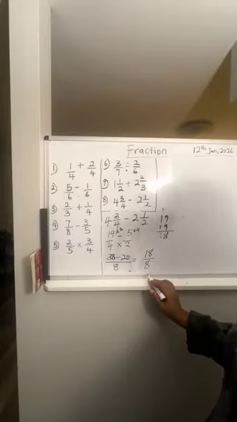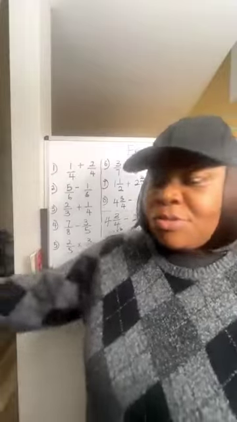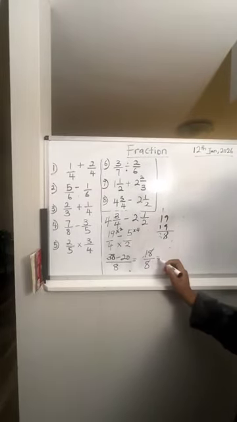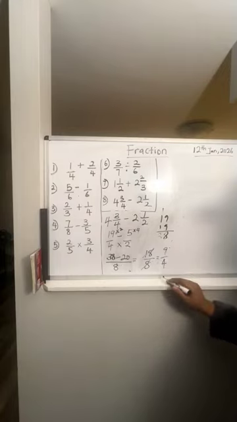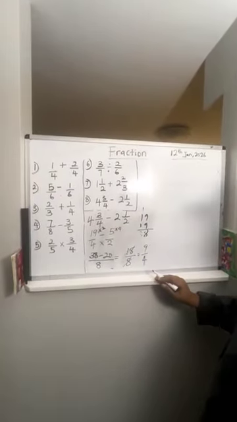18 over 8. Now, to make it easier for us, instead of us to crack brain, we use this strategy. 2 here will give us what? 2 in 18 will give us 9. 2 here will give us 4. So which number can divide here and divide here without remainder? There is no number that can divide the 2 without remainder.